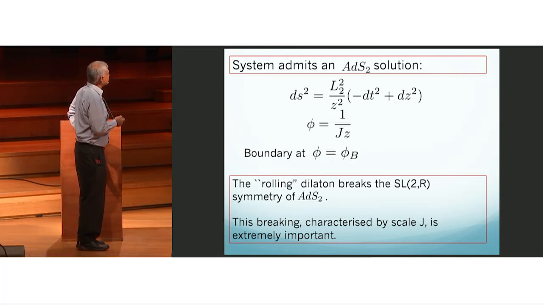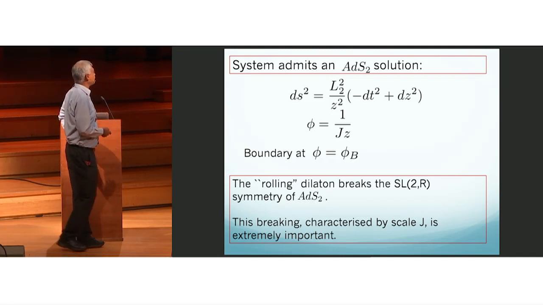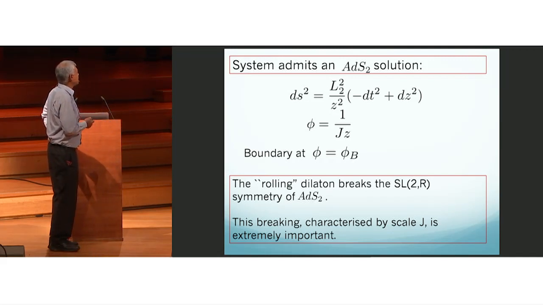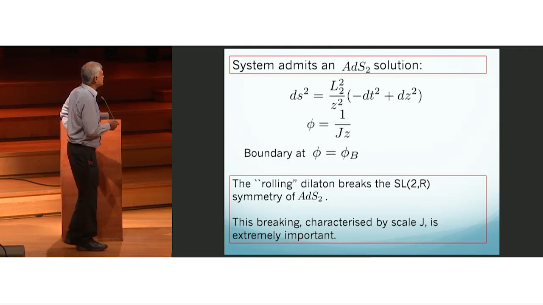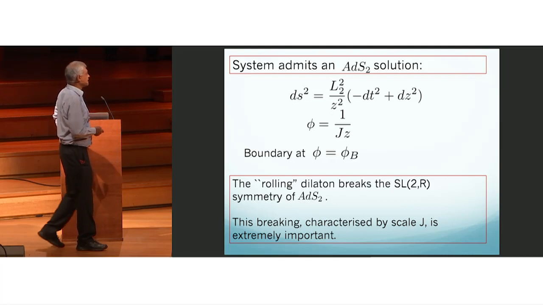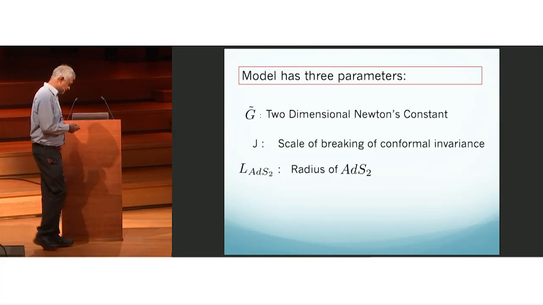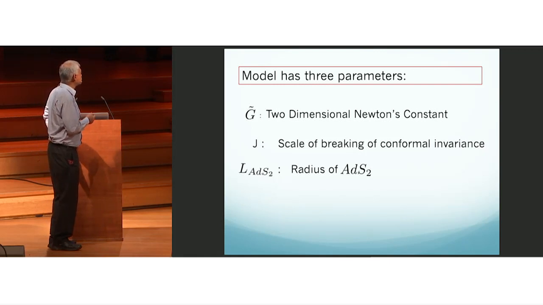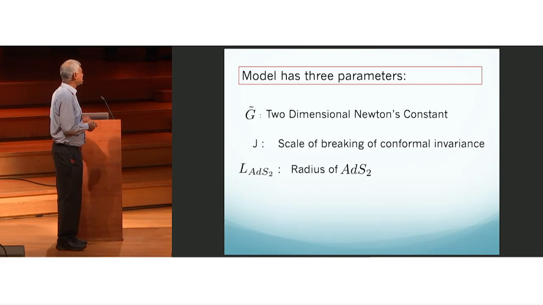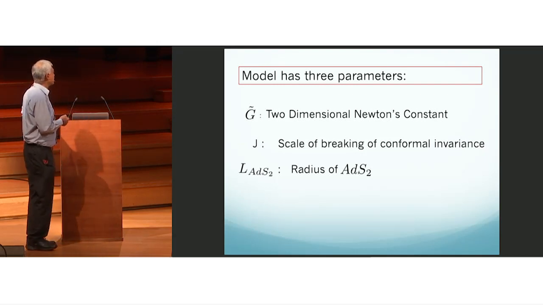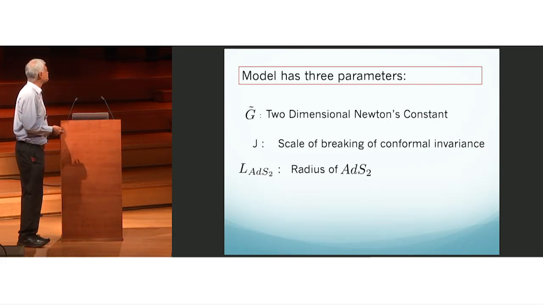The dilaton blows up as you go towards z equals zero, and you therefore need a boundary to define the model properly. And we'll take the boundary to be located at a fixed value of the dilaton, phi_b, so that it satisfies Dirichlet boundary conditions. So the model then is characterized by three parameters: the two-dimensional Newton's constant, J, the scale of breaking of conformal invariance due to the rolling dilaton, and the radius of AdS2.